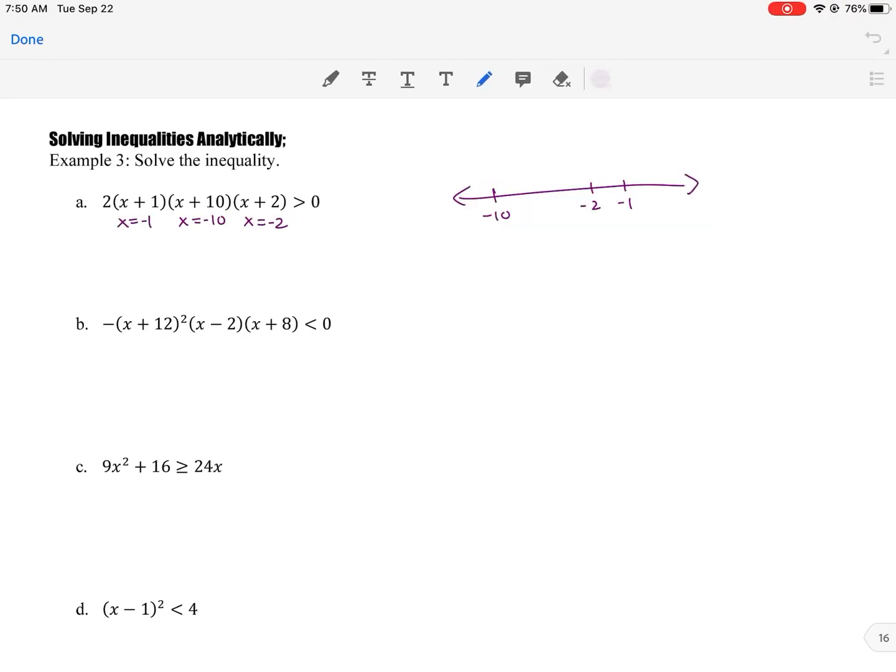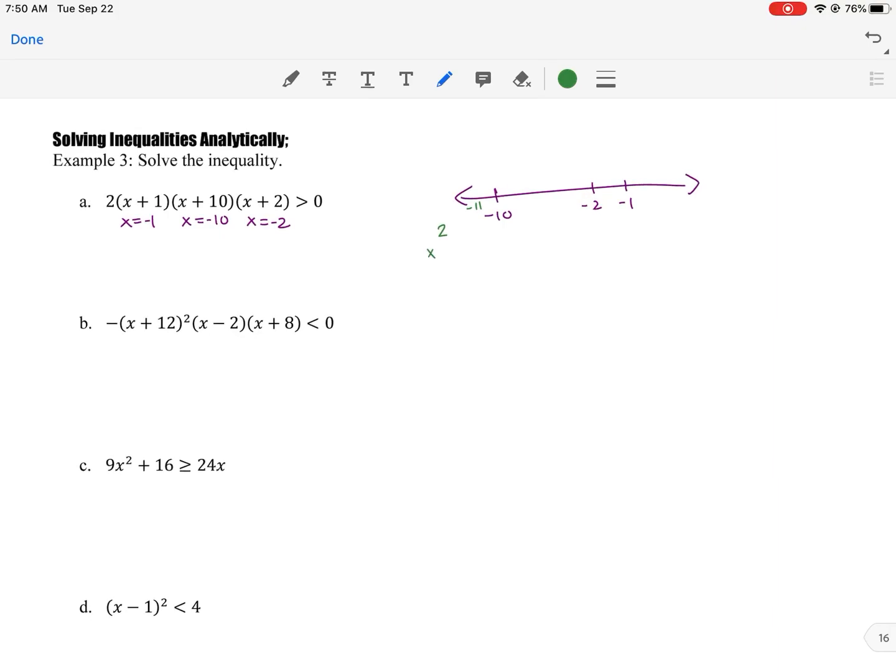Okay, we now have to decide some test values. So maybe I plug in -11. A little trick here, actually I'm going to write it down below. My factors are, the 2 is not going to change anything, but I'm still going to write it. I've got x plus 1, x plus 10, and x plus 2. So when I have -11, the 2 is always going to be positive no matter what part of the interval we're on. That doesn't change. But when I plug in -11, this is negative, this is negative, and this is negative. -11 plus 1 is negative, -11 plus 10 is negative, and -11 plus 2 is negative.